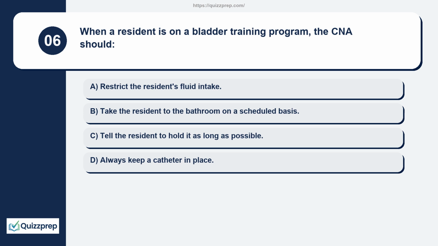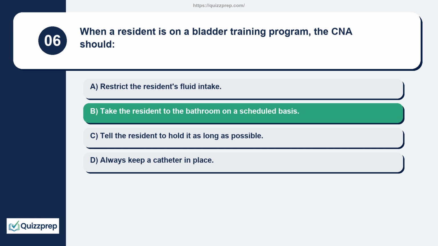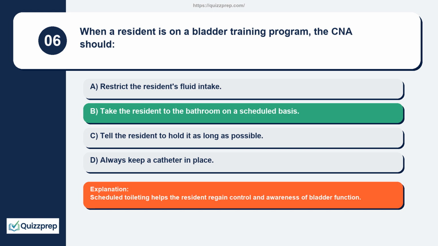Question 6. When a resident is on a bladder training program, the CNA should: restrict the resident's fluid intake; take the resident to the bathroom on a scheduled basis; tell the resident to hold it as long as possible; always keep a catheter in place. Scheduled toileting helps the resident regain control and awareness of bladder function.